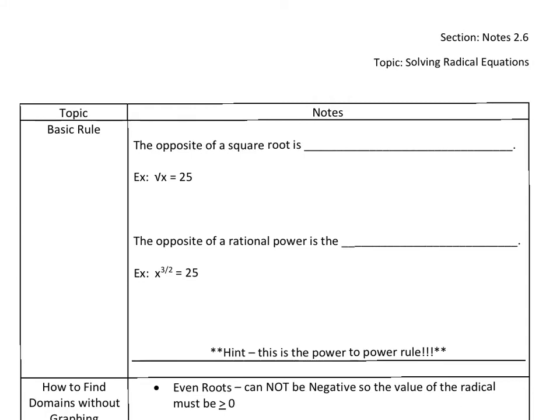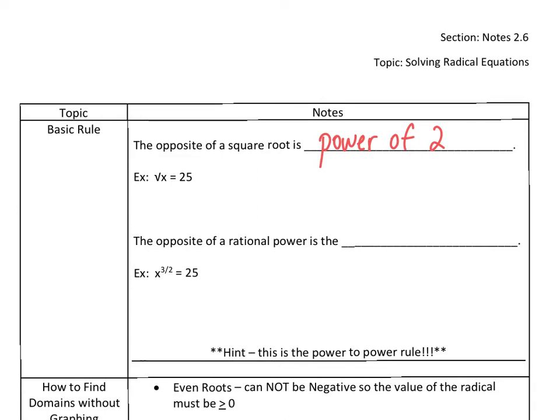So, section 2.6, solving radical equations. The basic rules. What is the opposite of a square root? A square. A power of 2, right? So taking something to the second power would be the opposite of a square root.